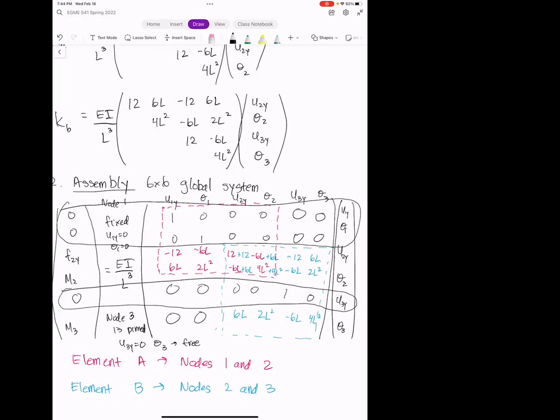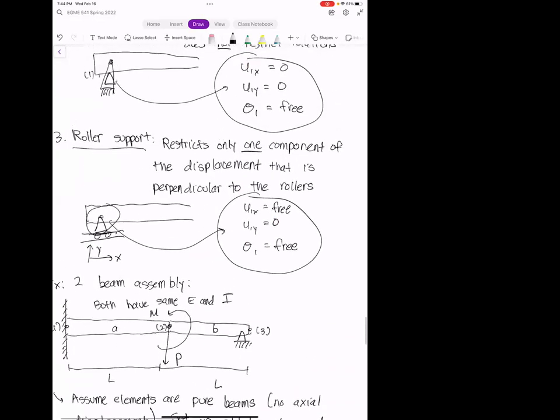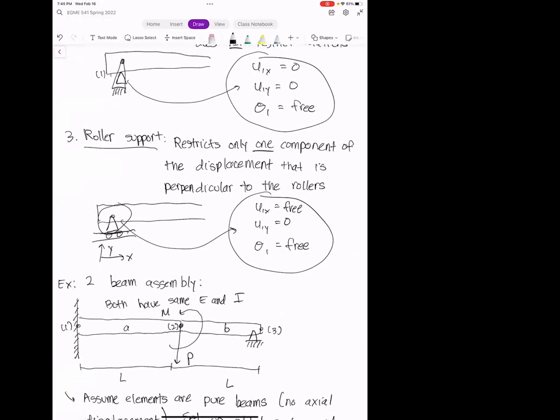The last thing that we have to do here is apply our loads. For this problem, if we slide back up to the problem statement, you can see that we have both loads being applied on node 2. We have a torque and a downward force applied at node 2. So we can apply that to our matrix.